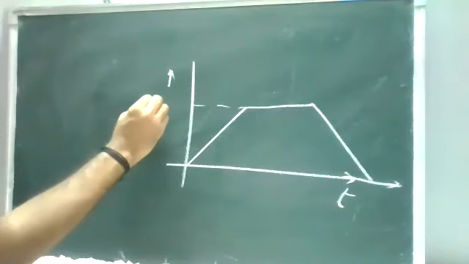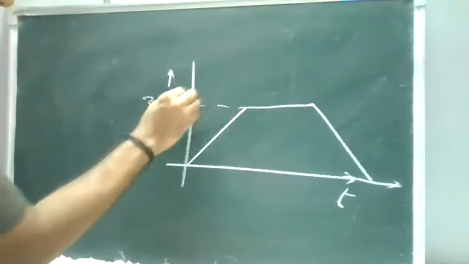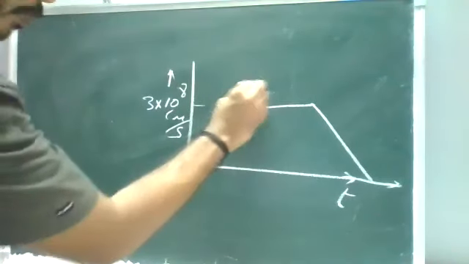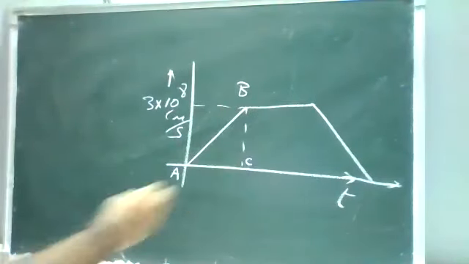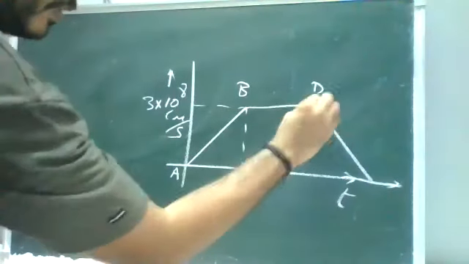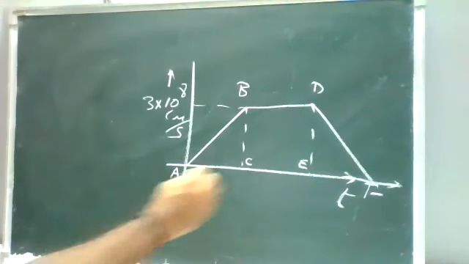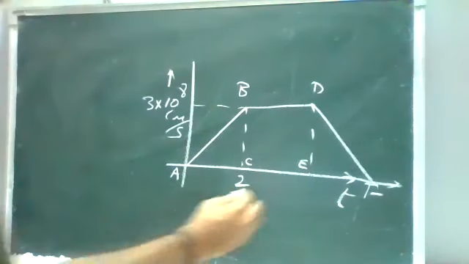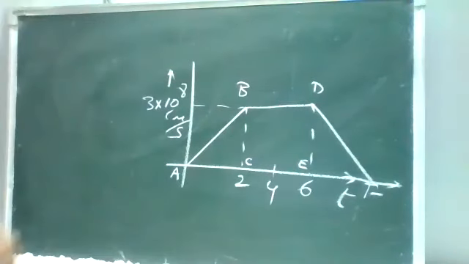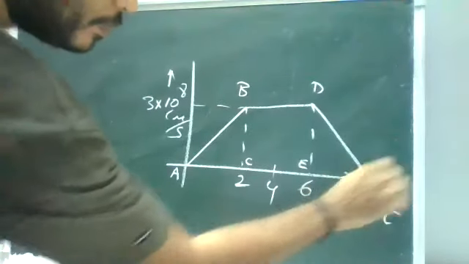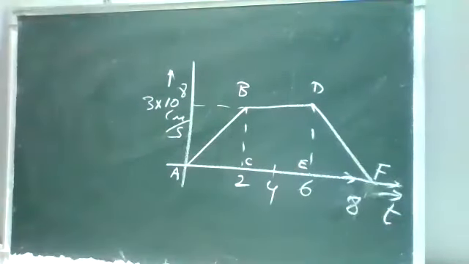So it will be 3 into 10 power 8 centimeter per second. So it is A point, B point, C point, D point, E point, and F point. So the time periods are 2, 4, 6, and 8. Draw this graph.